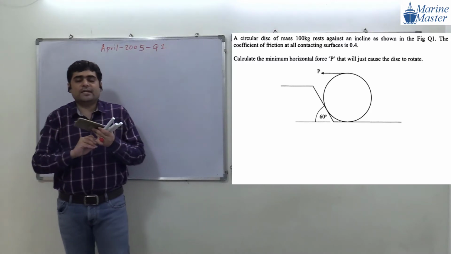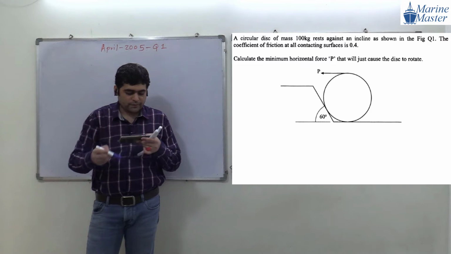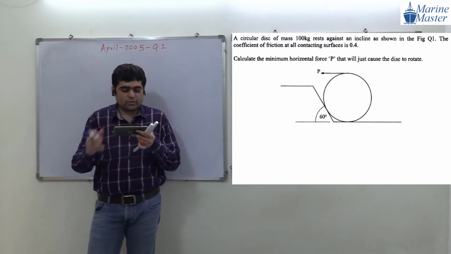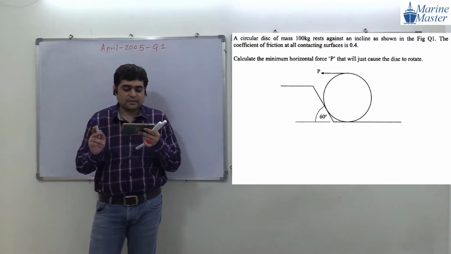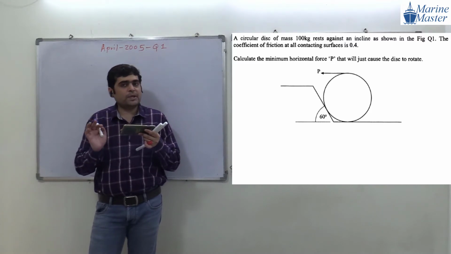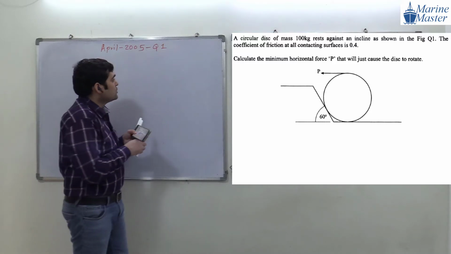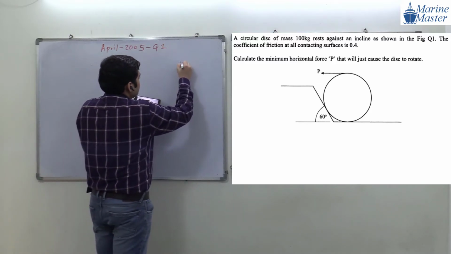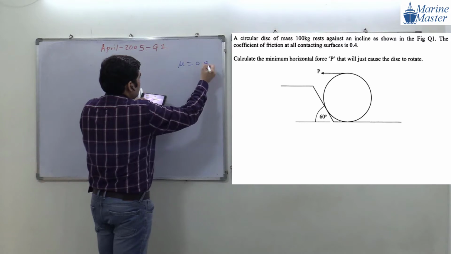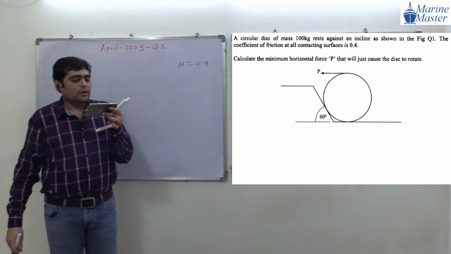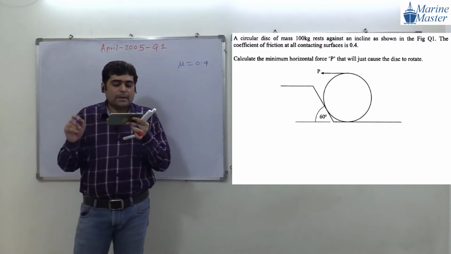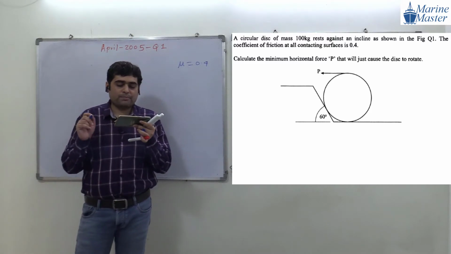We have a circular disc. Guys, try to read the question with me. We have a circular disc whose mass is 100 kg, raised against an incline as shown in the figure. The coefficient of friction at all contact surfaces, mu, is 0.4. Calculate the minimum horizontal force P.